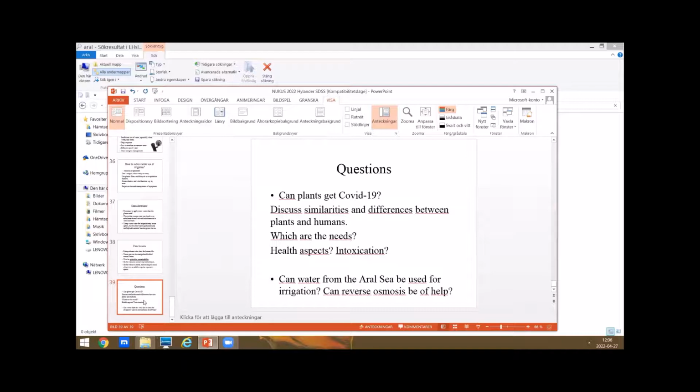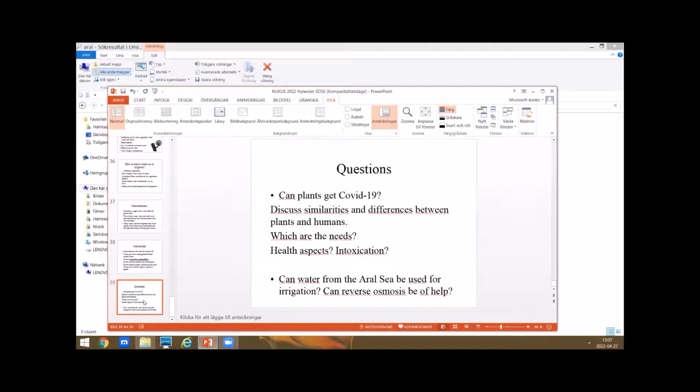And you could look at these questions, and then you'll present them after the break in groups from the different universities. The first question is, can plants get COVID-19? Discuss similarities and differences between plants and humans. Which are the needs, health aspects, intoxication, and so on in general terms.